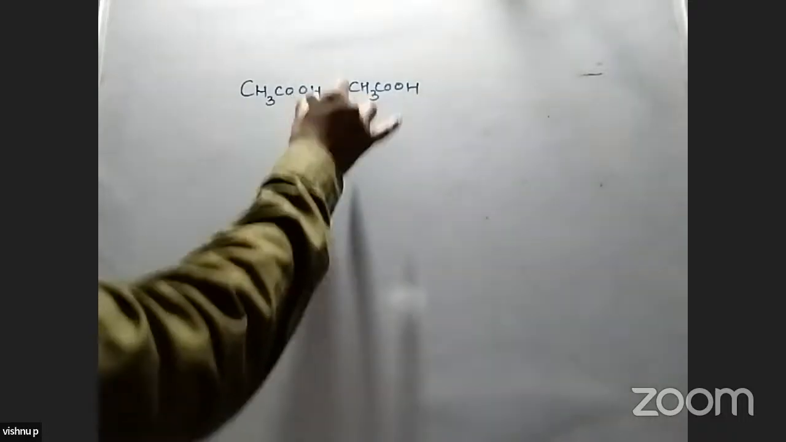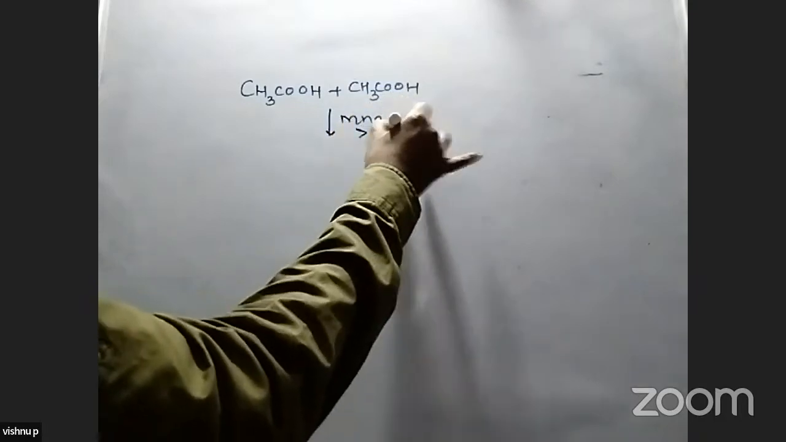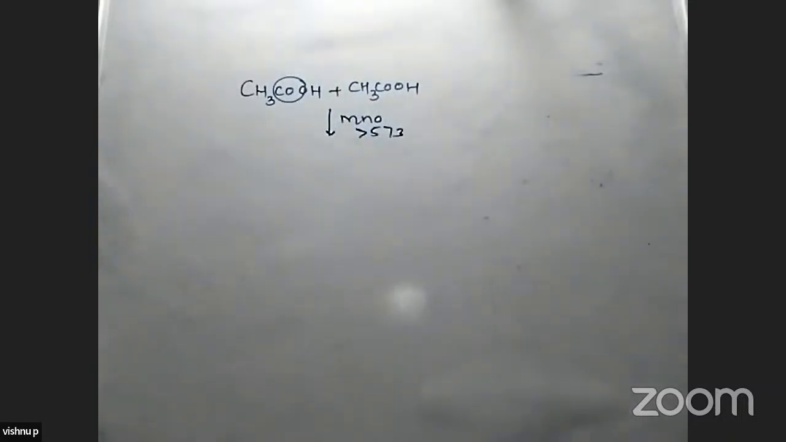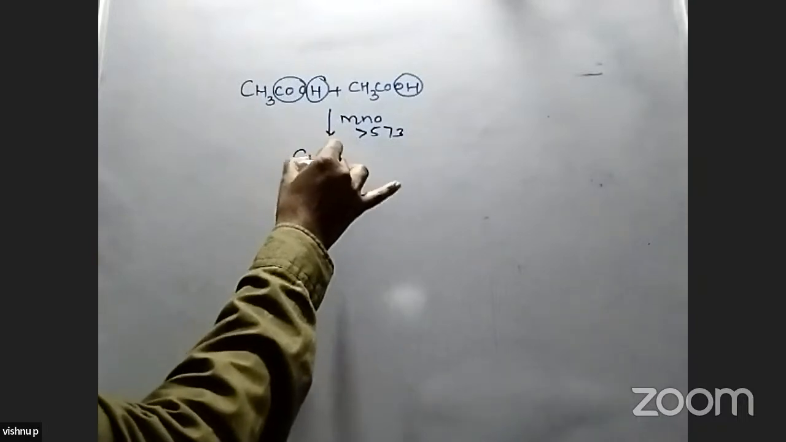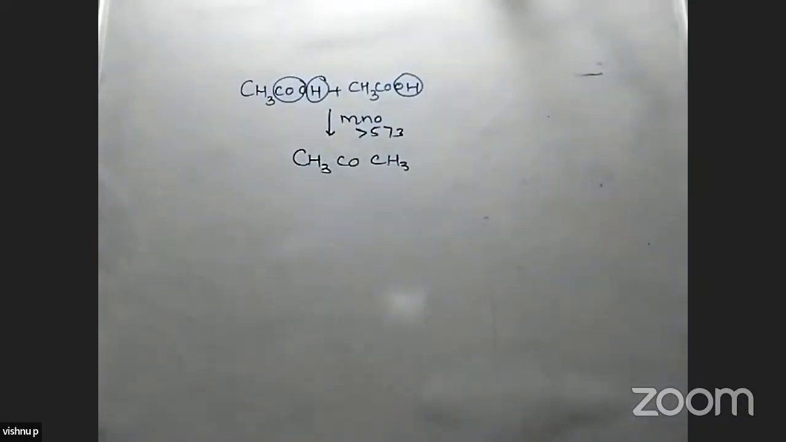Okay. So in presence of manganese oxide, at more than 573 Kelvin temperature, CO2 is separated, H with OH is separated, and what type of compound is formed in this reaction? Here, a ketone is formed in this reaction. This is a preparation method from carboxylic acids.